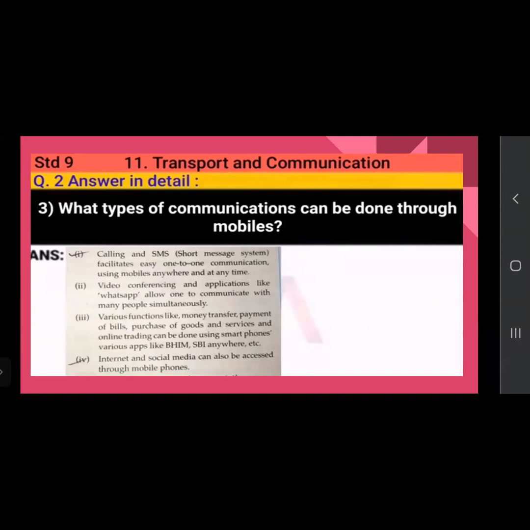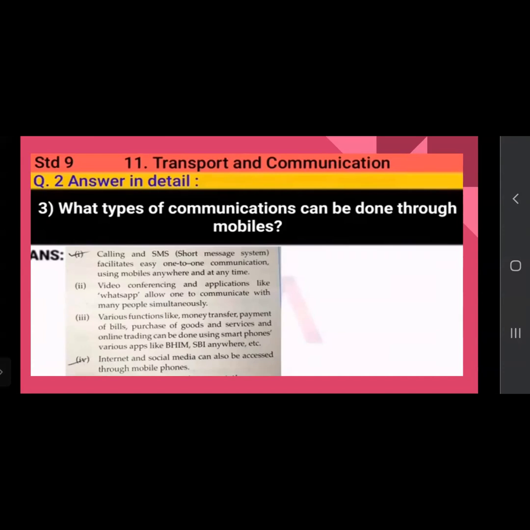What types of communication can be done through mobiles? Now, through mobiles, what communication can be done? Calling and SMS facilitate easy one-to-one communication using mobiles anywhere and at any time. So calling, doing SMS, these are the communications. Video conferencing applications like WhatsApp allow one to communicate with many people simultaneously. We all know what video conferencing is and how we use WhatsApp.